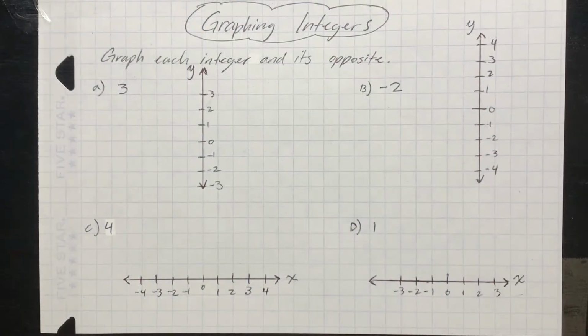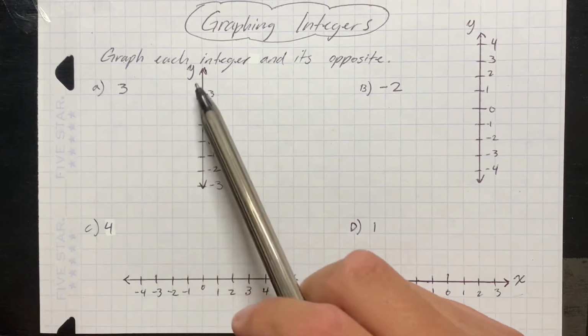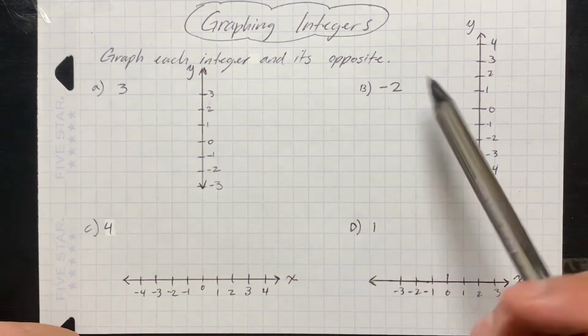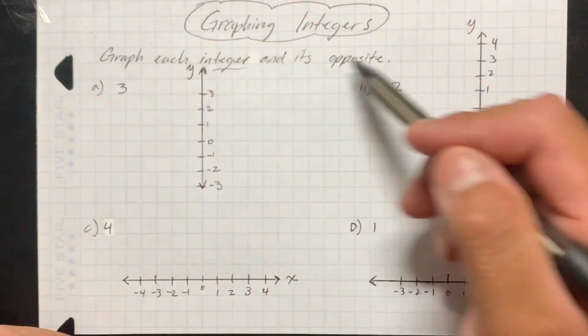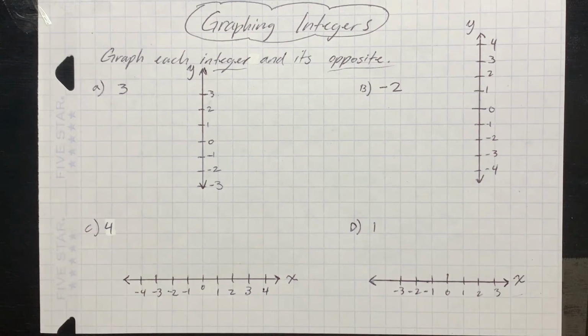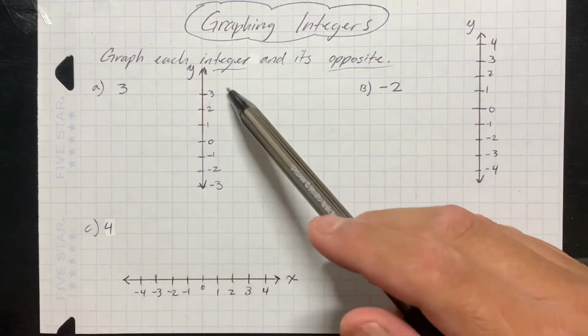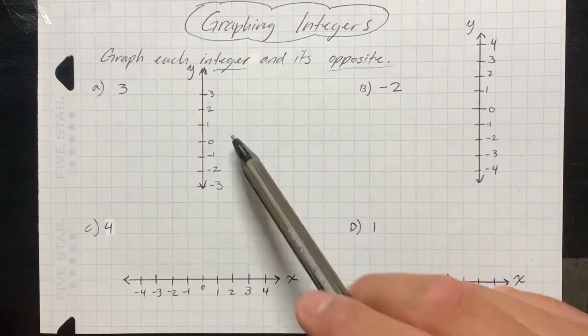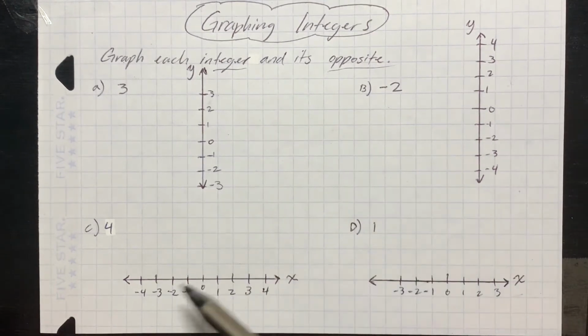So we're going to go ahead and graph integers. Our directions tell us to graph each integer and its opposite. I have 4 example problems here, and 2 different types of number lines. I have vertical number lines, also known as your y-axis, and a horizontal number line, also known as your x-axis.